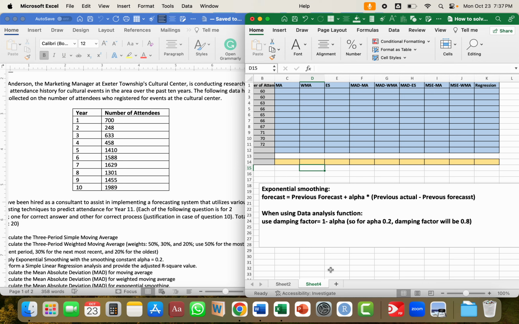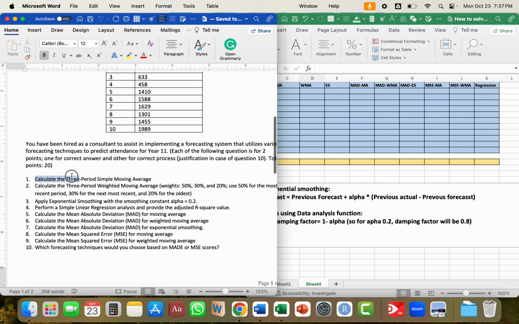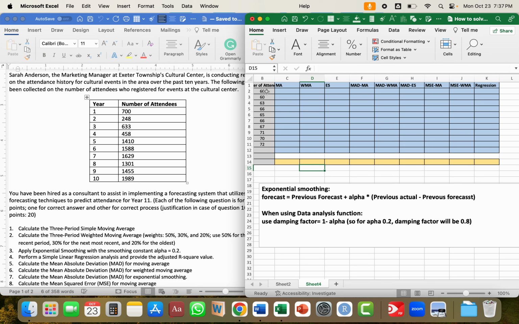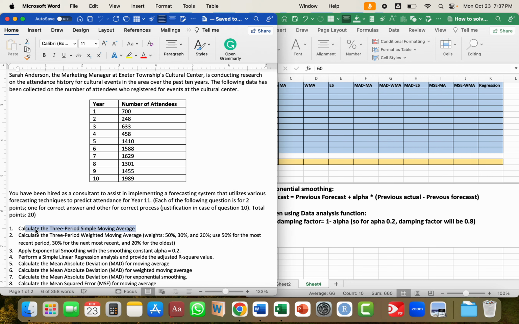In this video, I will explain how to do this forecasting assignment. In this assignment, the first question is to calculate the 3-period simple moving average using this data. I am using different data, so please be mindful that the data I'm going to use in this video is not the same data as in your assignment. So make sure you are using the data that has been given to you, not the one used in this video. The first question is to calculate the 3-period simple moving average.